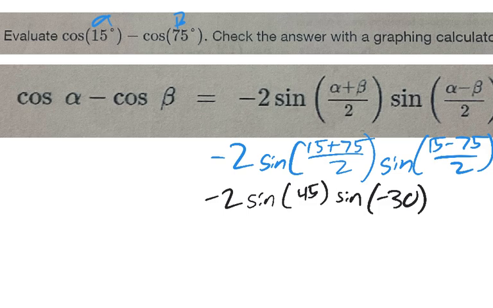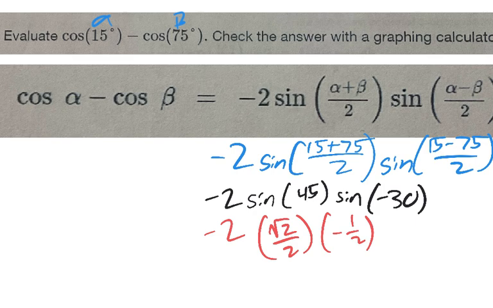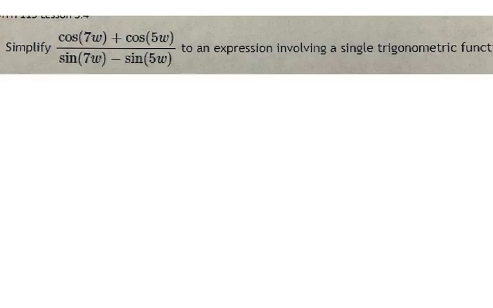Everybody with me? Now what is sine of 45? Radical 2 over 2. What's sine of -30? -1/2. Has to be multiplied by -2. -2 times -1/2. Those completely cancel. That's 1. 1 times radical 2 over 2 is radical 2 over 2. Yeah, that's what we all think.